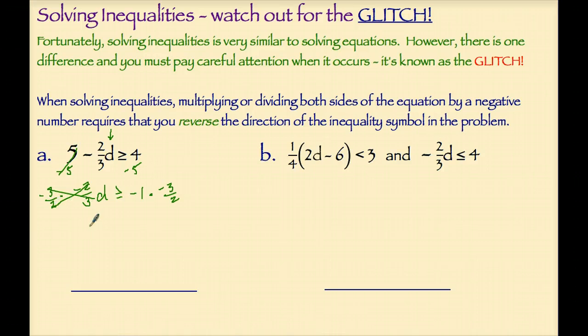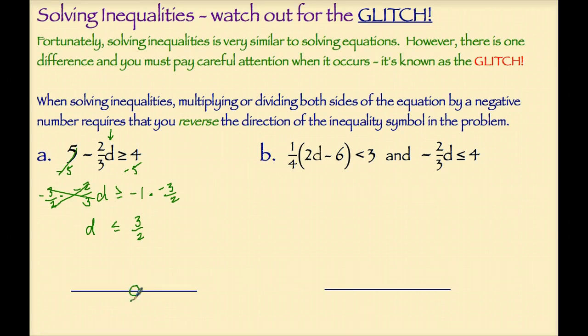So let's do the multiplication. This becomes D. This becomes a positive 3/2, but now our answer requires that we reverse the direction of the inequality symbol. That's all you need to do. Now let me show you how to make a simple graph to demonstrate this. We don't want a lot of little marks, a lot of little numbers. Do a simple line, a simple circle.